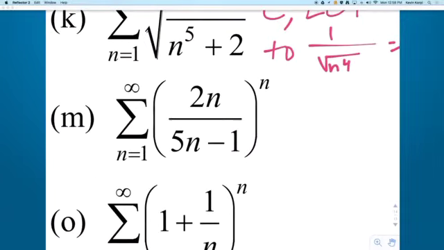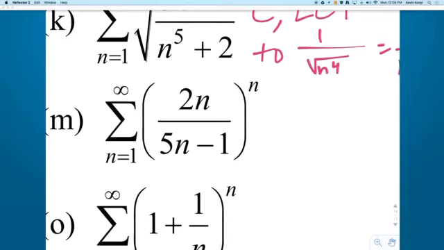This one here, converge or diverge? Converge. Kind of tricky, isn't it? If you do the nth term test for divergence, you have 2/5 as the limit on the inside. But it's not just 2/5, it's 2/5 to the nth power. So 2/5 times 2/5 times 2/5, that's getting really small really fast. So it does go to 0.